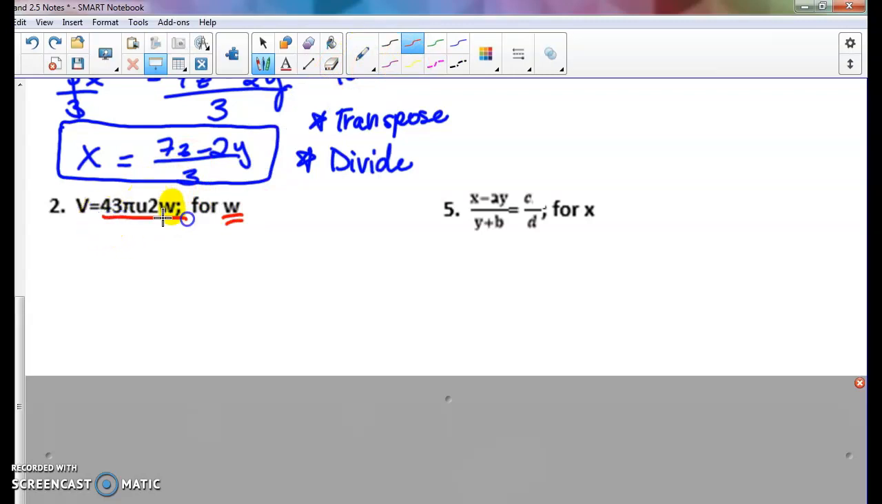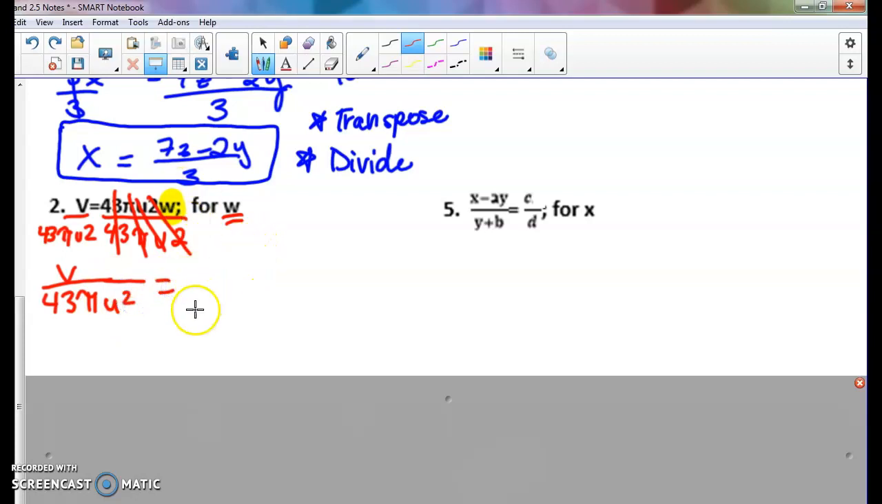Since everybody here is side by side by side, that means they're all being multiplied. So we're going to divide everybody here by what we don't need. I want to keep my w, so that means I need to get rid of my 4/3 pi u squared. I'm going to do the same thing over here, 4/3 pi u squared. So over here, your 4/3's cancel, your pi's cancel, your u's cancel, your 2's cancel, with v over 4/3 pi u squared, and equals, the only one left over here is w.